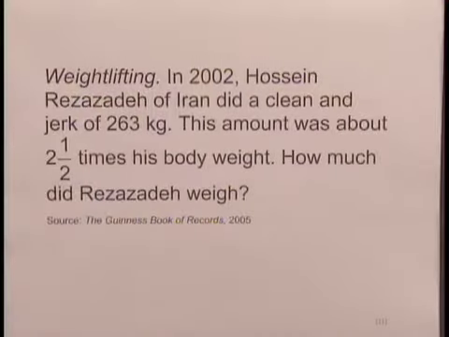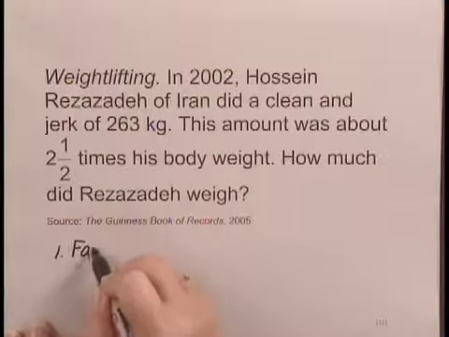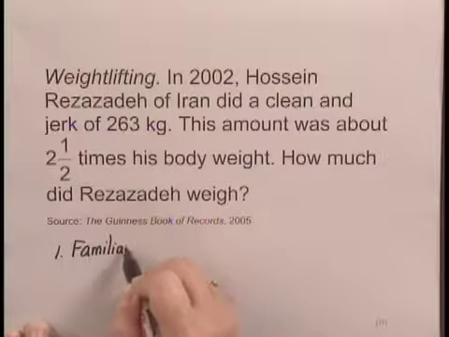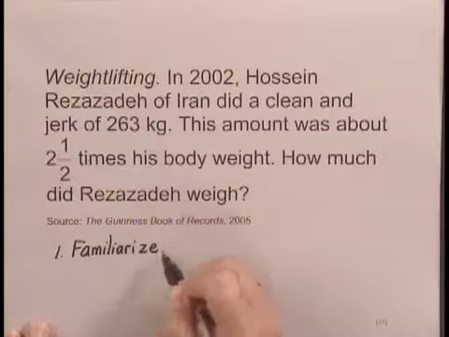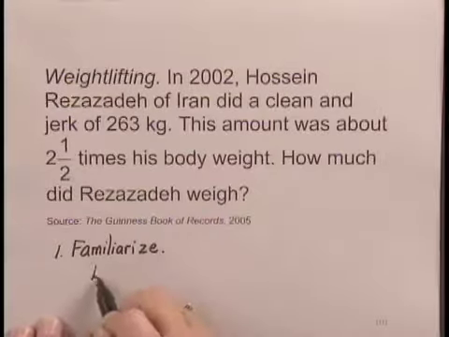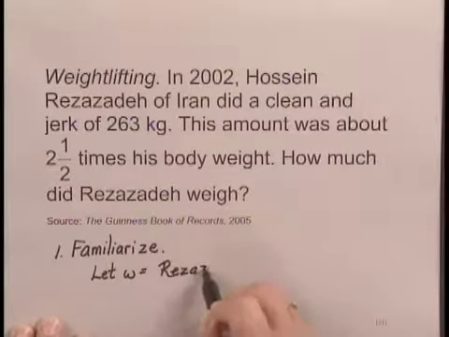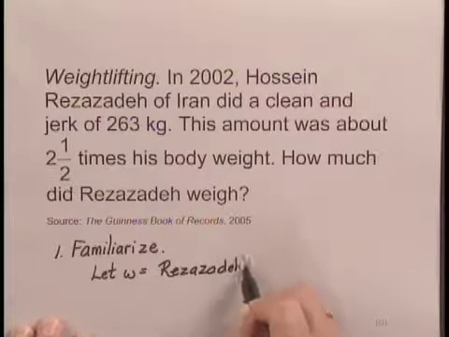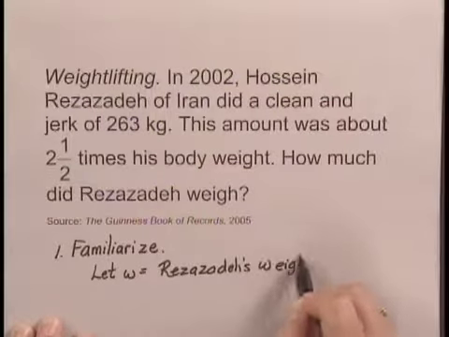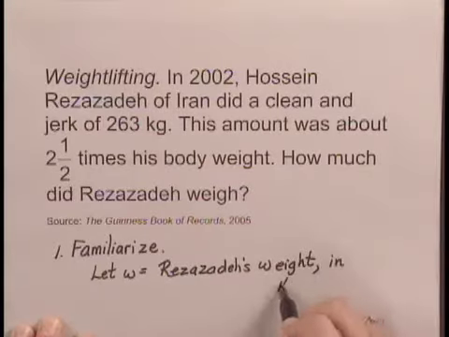We will approach this problem using our 5-step problem-solving strategy. To begin with, we'll use the first step, familiarize ourselves with the problem situation. Read the problem carefully to understand what we're looking for, and we're going to define a variable. We're looking for his weight, so we will let W equal Rezazadeh's weight. And I'm going to label what units we're looking at, in kilograms.